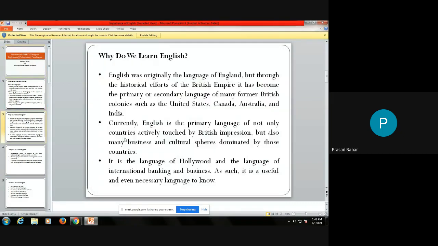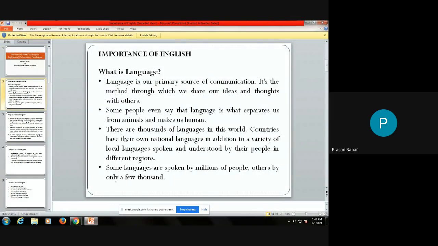Okay, so is this slide visible to all of you? Yes, sir. Okay, so let's discuss the importance of English as a language. What is the importance of English? Why do you think this subject is added in your syllabus or in your course? Nowadays English is spoken all over the areas.